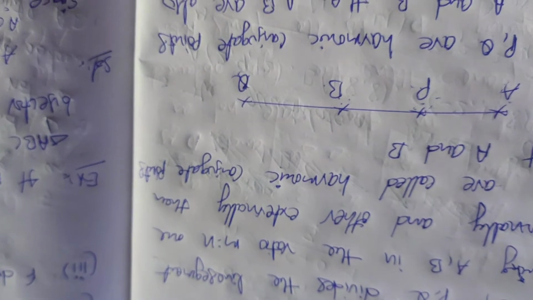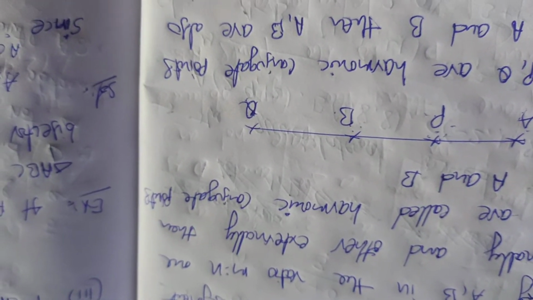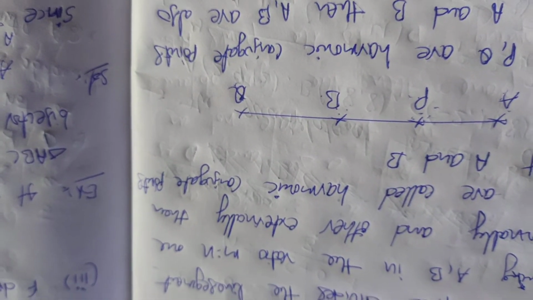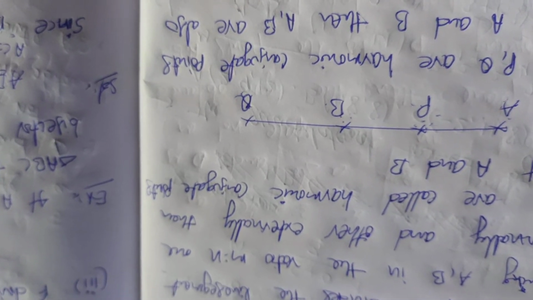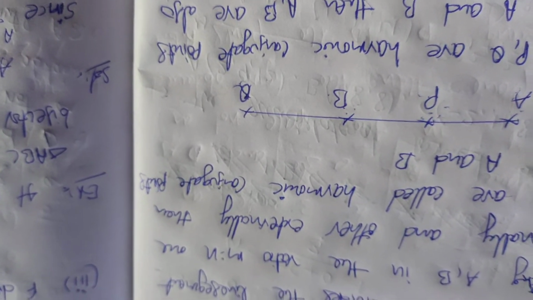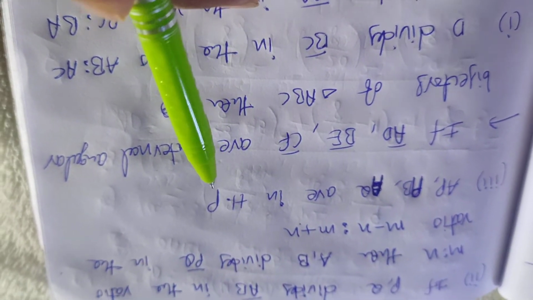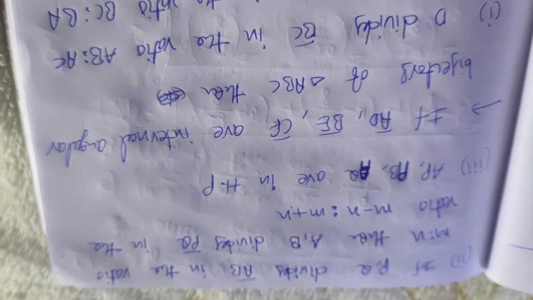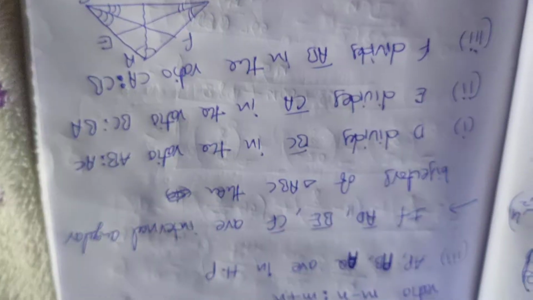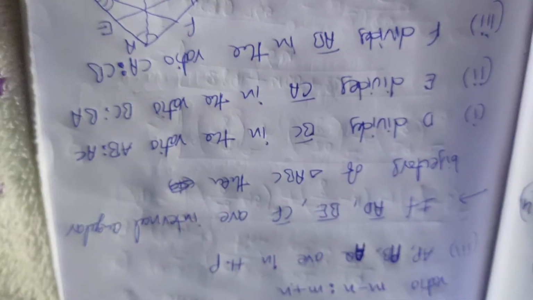Progressions. Harmonic progression means if x, y, z are in HP, then 1 by x, 1 by y, 1 by z are in AP. AP means arithmetic progression. Okay, same: AP, AB, AQ are in HP. Okay, harmonic progression.